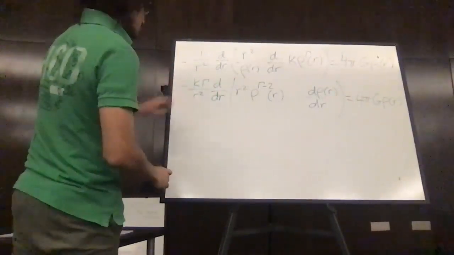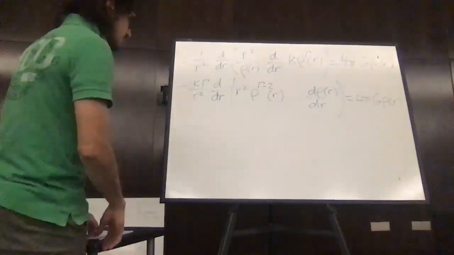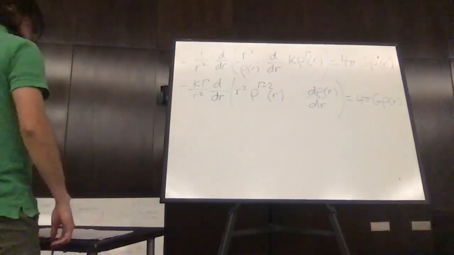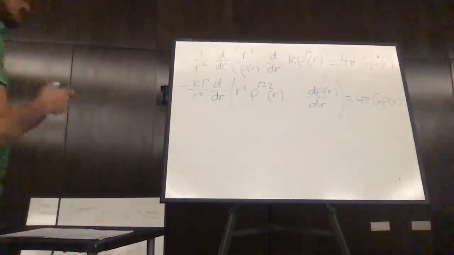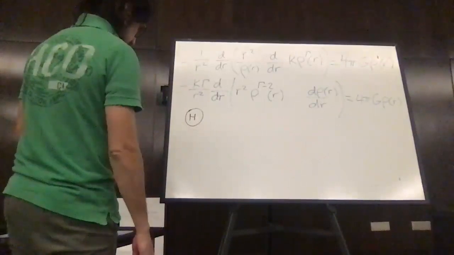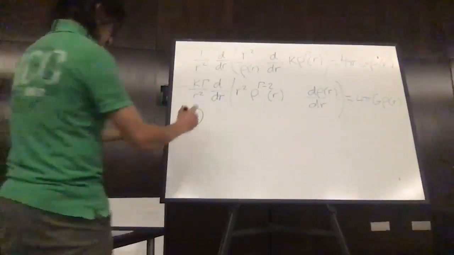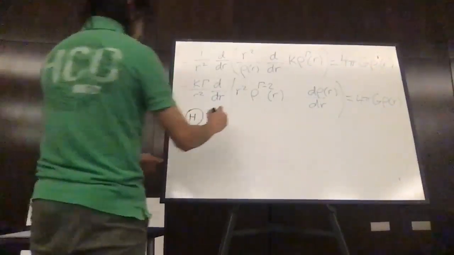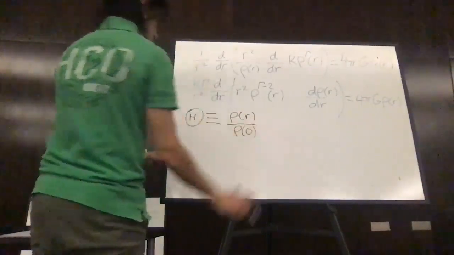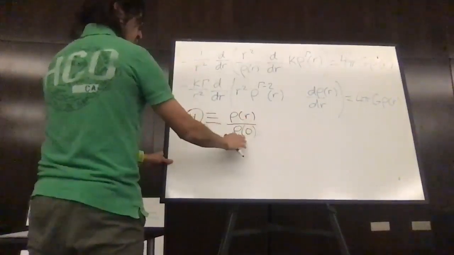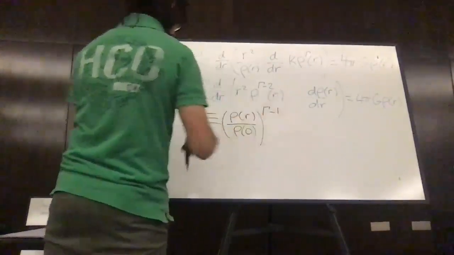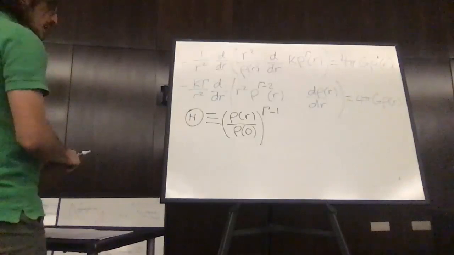So we have a differential equation, second order, and we have two boundary conditions. So we're going to define this guy. This is capital theta. And it's rho of r over rho of zero, to the gamma minus one.